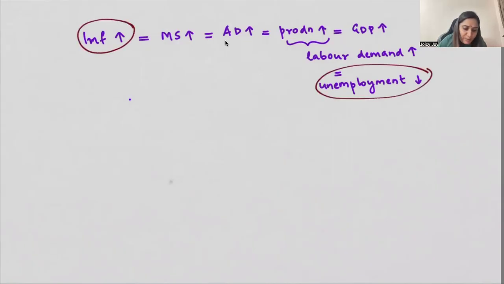I'll explain it one more time. When there is high rates of inflation, money supply would be high. When money supply is high, aggregate demand would be high. When the demand is high, production increases. And as a result, GDP would increase. But in order to produce more, we need more labor. So what will happen? More employment opportunities will be created and therefore unemployment reduces. This is what Phillips curve talks about.